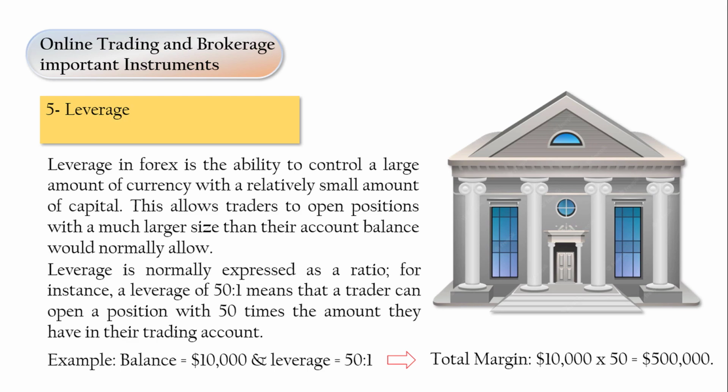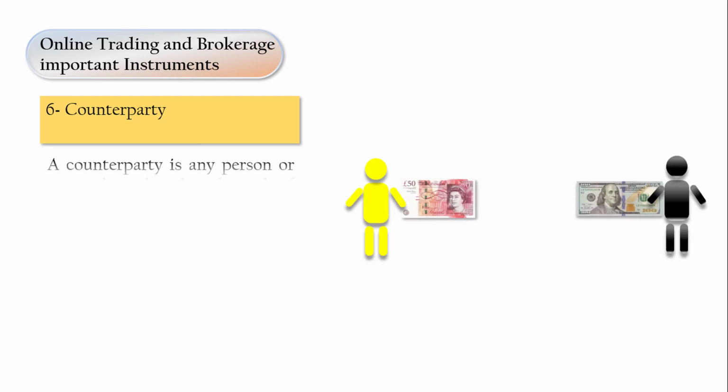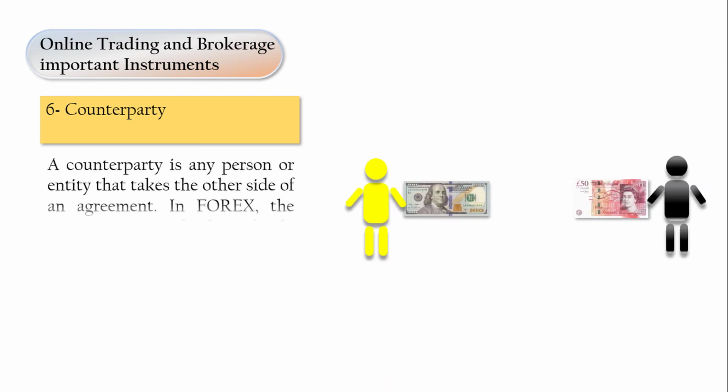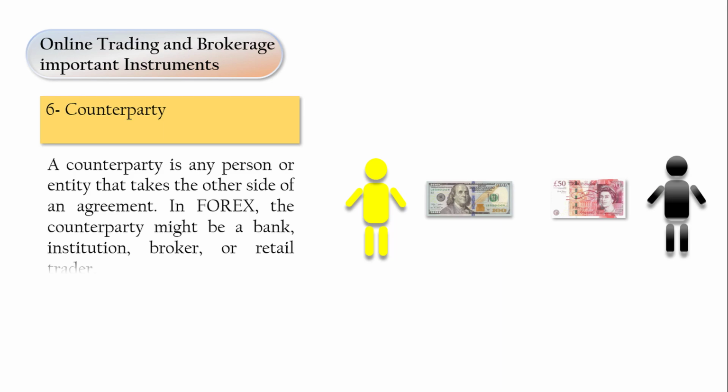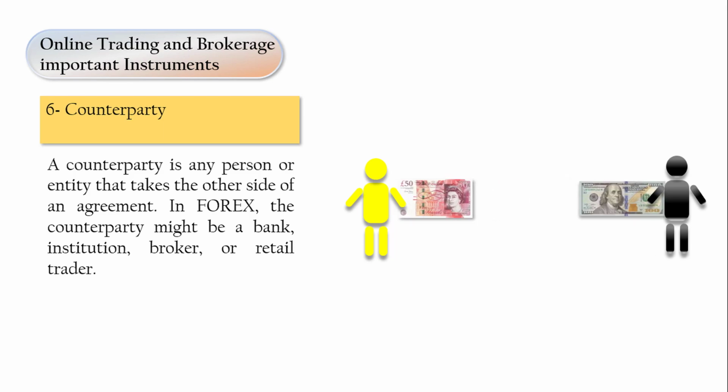So leverage is an important instrument in online trading, and most traders use leverage. The banks or financial institutions provide the leverage for traders and speculators. 6. Counterparty. A counterparty is any person or entity that takes the other side of an agreement. In Forex, the counterparty might be a bank, institution, broker, or retail trader.